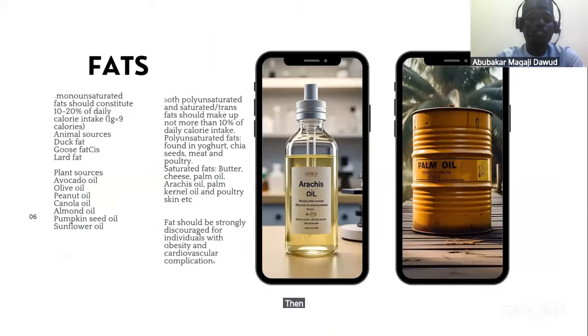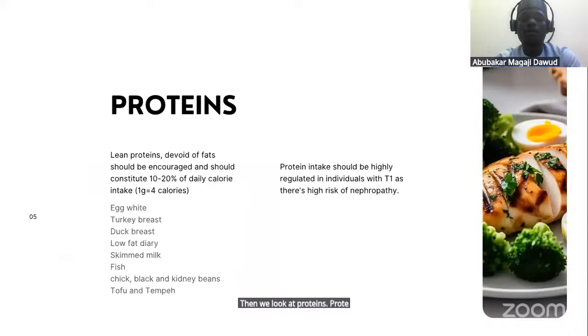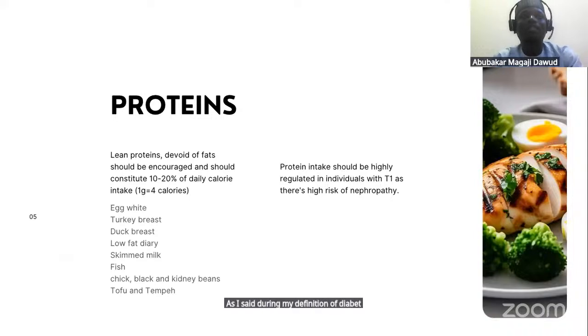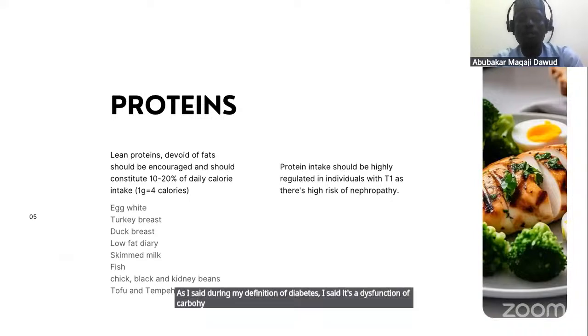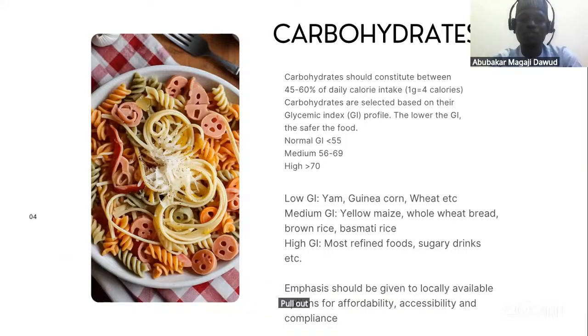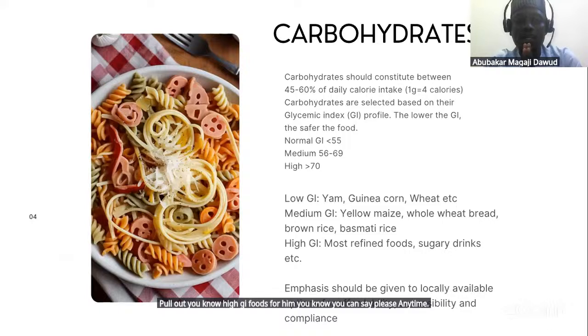Then we look at proteins. The safest protein for a diabetic patient is lean proteins. As I said during my definition of diabetes, it's a dysfunction in metabolism of carbohydrate, protein, and fats. These three major classes of food. Now we look at carbohydrate. From here, you can see that for any diabetic, rule out high GI foods for him. You can say, please, any GI index more than 70 should not be taken by a diabetic.